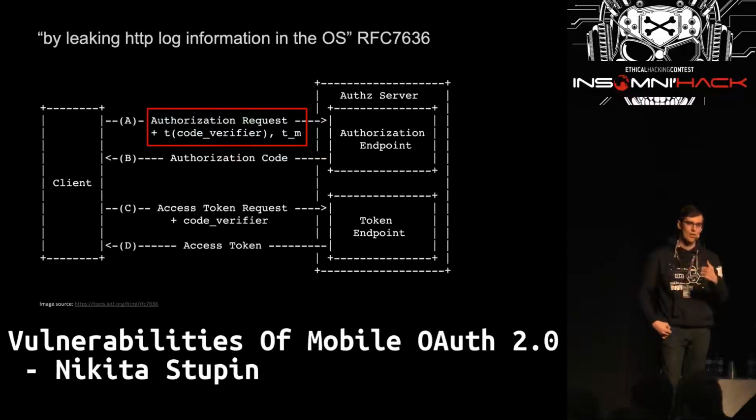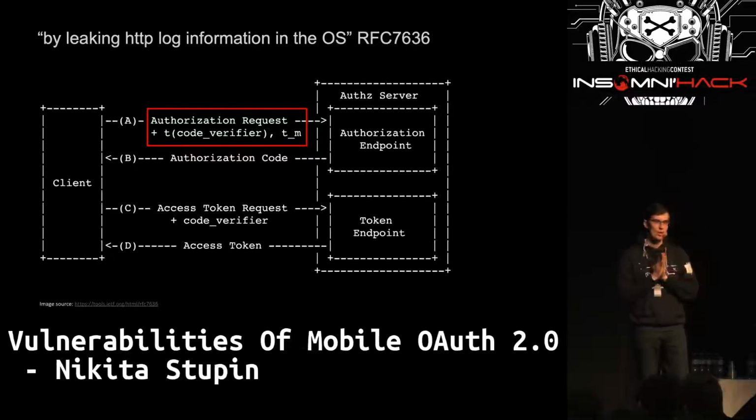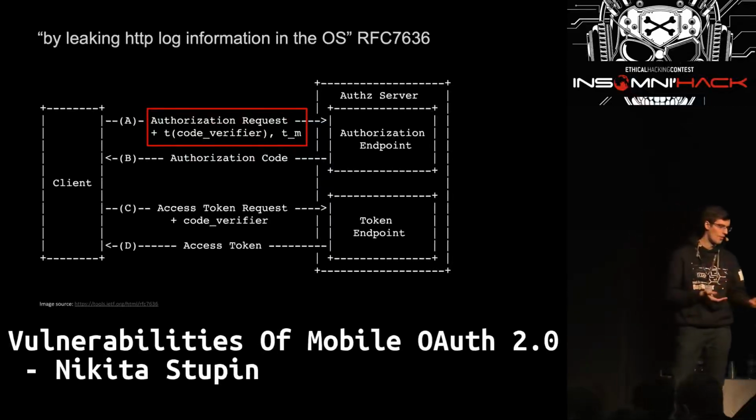And the client now wants to exchange the authorization code for an access token. It sends the code verifier itself, not the hash, to the server. The server hashes that code verifier and now compares the hashes. And of course, a malicious app cannot get the code verifier from the hash because we're using secure hashes like SHA-256. And that's why the attack is prevented.